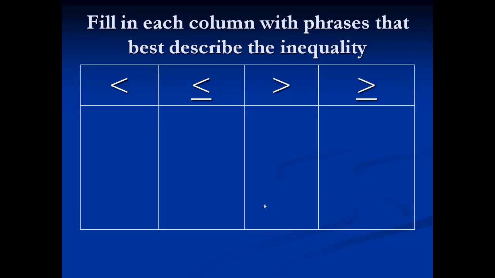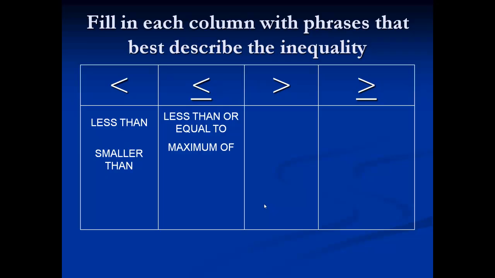Okay, so let's fill in our table with some words that mean each of these inequality symbols. This symbol here means less than or smaller than. This symbol here can mean less than or equal to. We could also say maximum of, up to, no more than, or at most. All of these phrases here mean the same as less than or equal to.